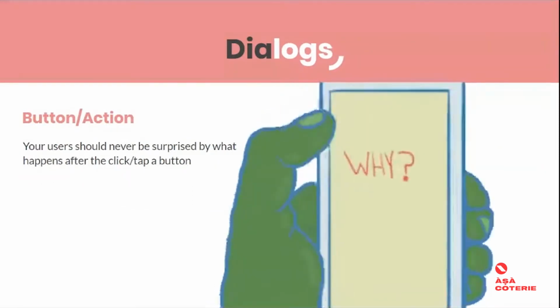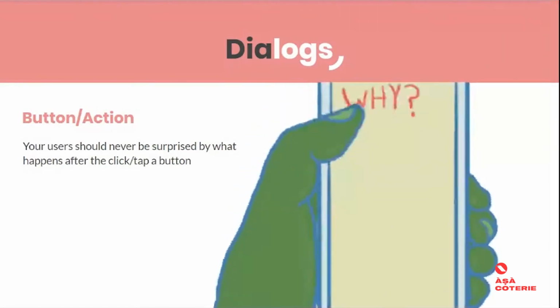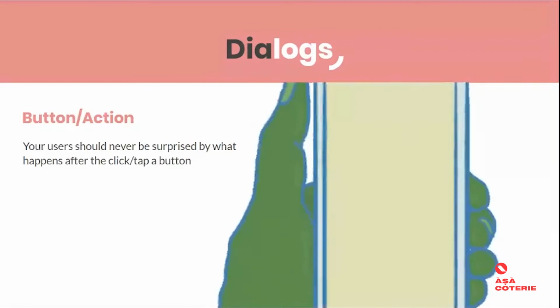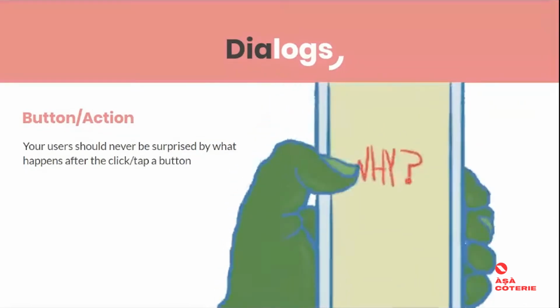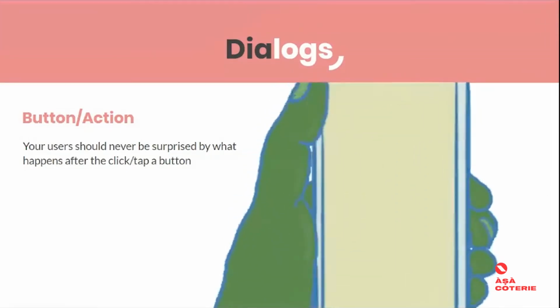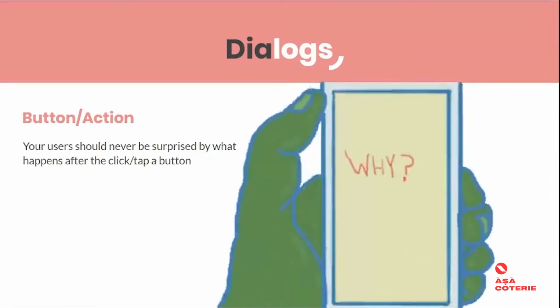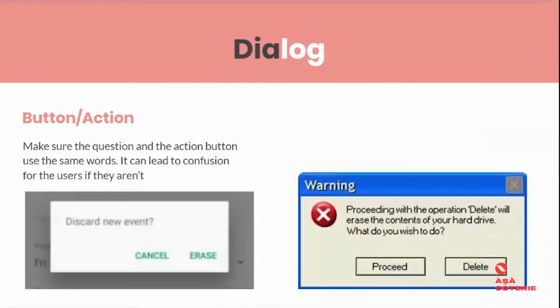Next is for buttons or actions. Now, a good rule of thumb for buttons or actions is that your users should never be surprised by what happens after they click or tap a button. So ask yourself, is the text in this button clear? Is it straight to the point? If the user clicks this, do they know what they are doing by clicking this, so to speak?